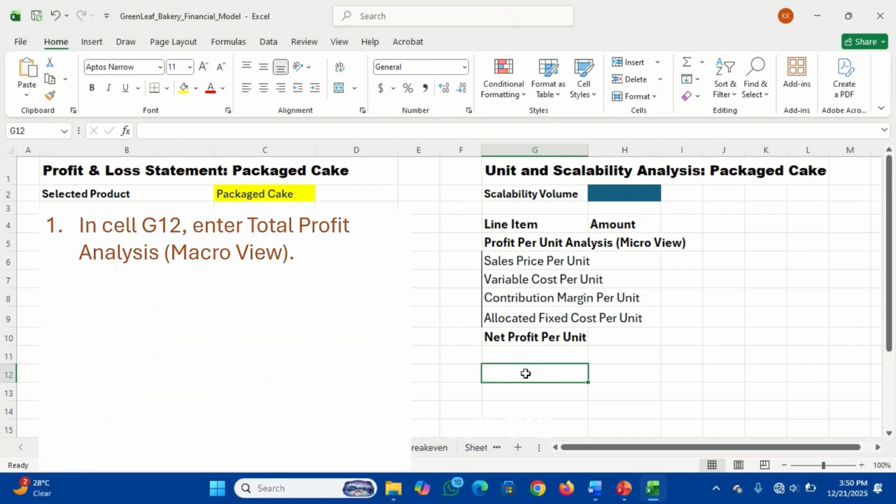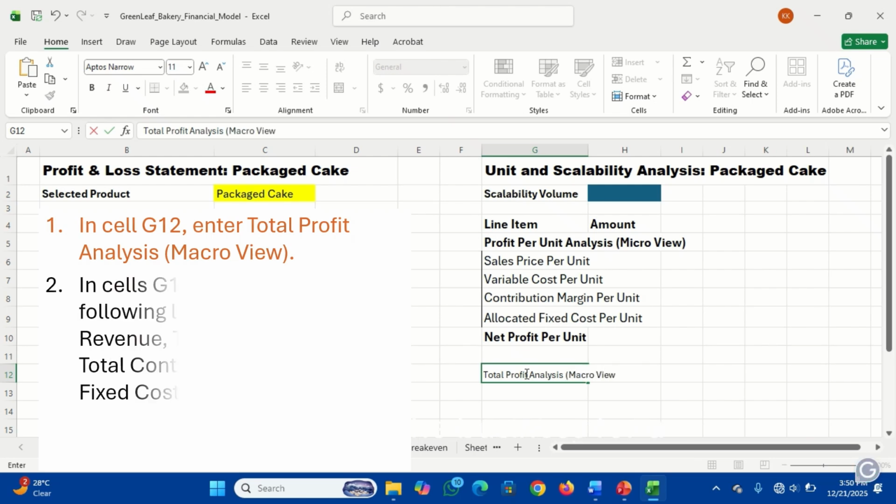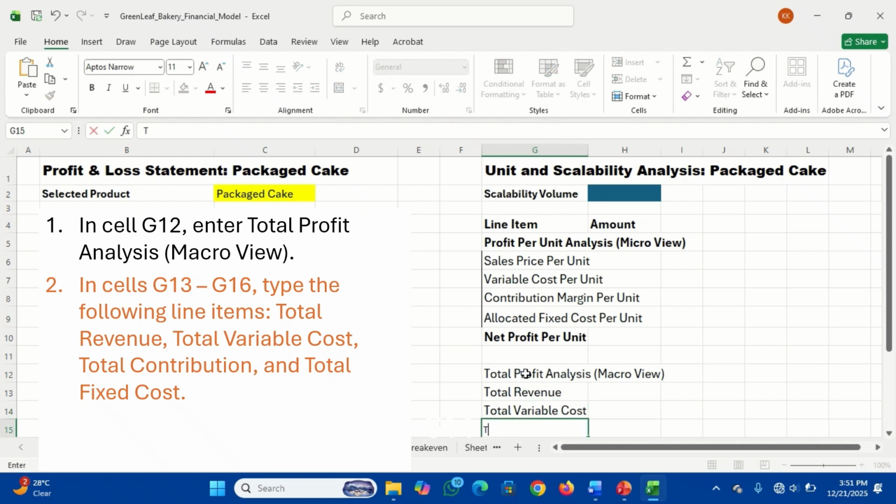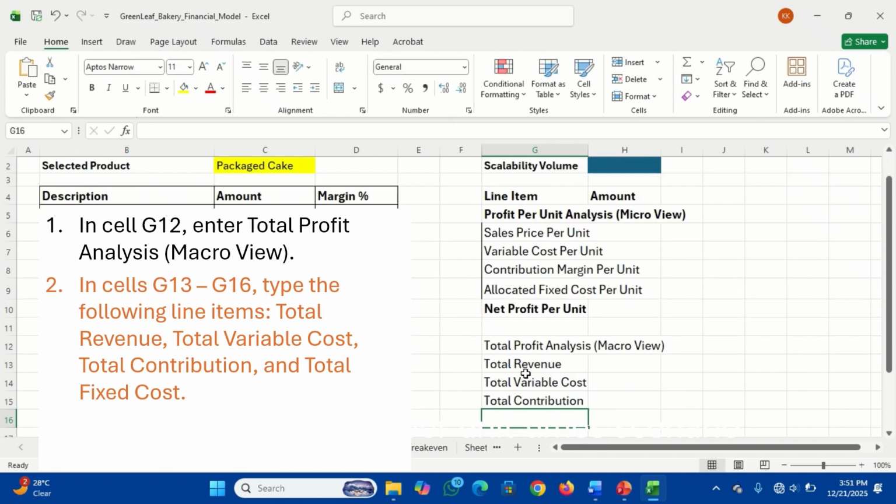H. Skip cell G11. In cell G12, enter the heading Total Profit Analysis, Macro View. This will be the heading for the overall profitability analysis of the business for a selected item's contribution. I. In cell G13, enter Total Revenue. This is the product of the selected item's sales price and the scenario volume, i.e., price times quantity. J. In cell G14, type Total Variable Costs. This will be calculated as variable cost per unit times scenario volume.